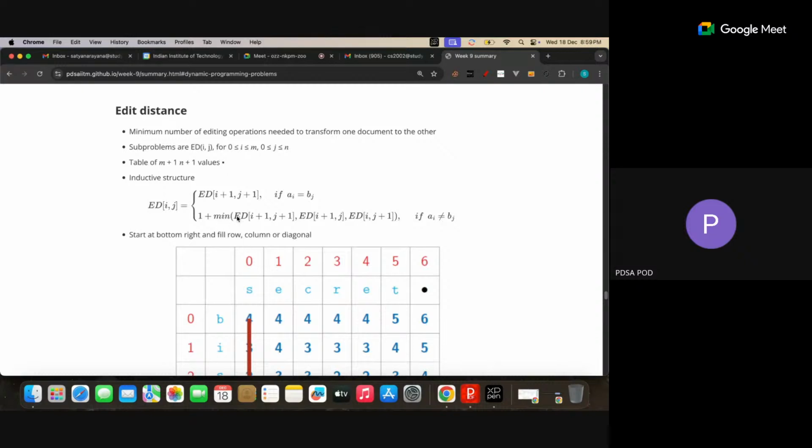For that, there is an inductive structure. Look here: if a similar character is found, what I am supposed to do is i plus 1 and j plus 1. I plus 1 and j plus 1 means it is the diagonal value. Is it right? Yes. So we take the diagonal value, or we take the three values, we have a combination. The edit distance of the diagonal value, then i plus 1 and j, which is the rightmost value, and i and j plus 1, which is the bottom value.